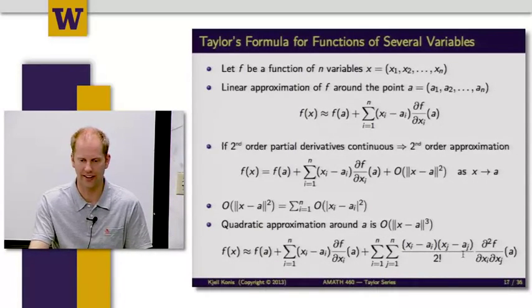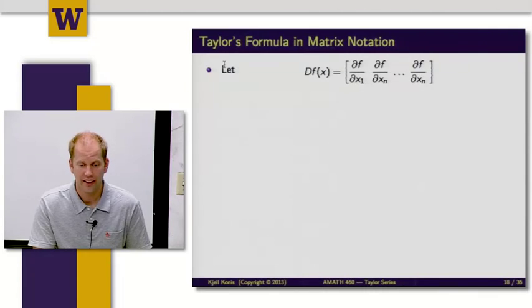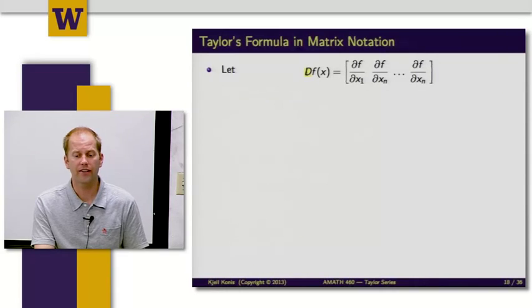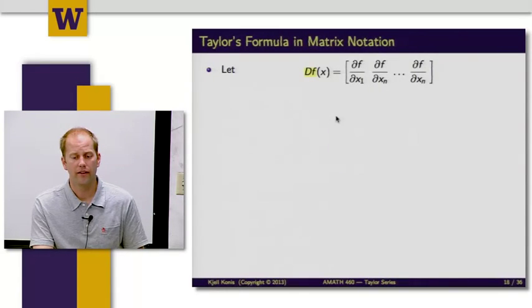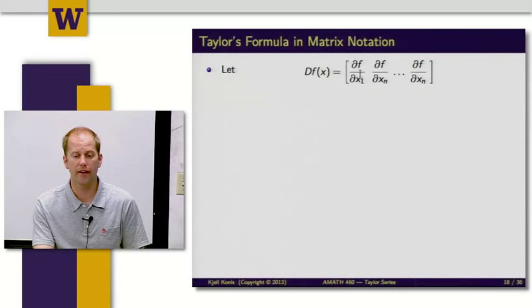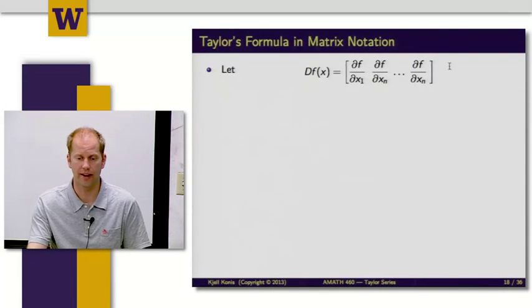So hopefully that's what's on the next slide. Ooh, good guess. So let's let Df of x be the gradient of my function f, and it's going to be a function that I can evaluate at a point x. And it's just defined to be the first partial derivative, the second partial derivative, and so on in a row vector. So for a scalar valued function of n variables, I end up with a row vector with n elements in it as the gradient.